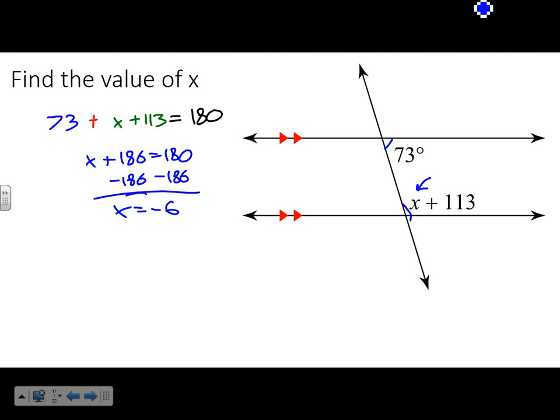This is not the angle. This is just x. So if you sub it back in there, the angle is actually 107, which makes sense because it's supplementary to 73.